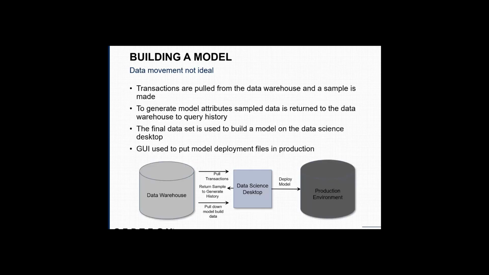Okay, as far as building the model, the way we've done it is not ideal. The way it works is I will write a query and pull a bunch of transactions down from the data warehouse to my desktop computer. From there, I will sample all of the fraud transactions and then take a random sample of the good transactions and then load those back to the data warehouse where I have yet more queries to create attributes to feed into the model based on the consumer history.